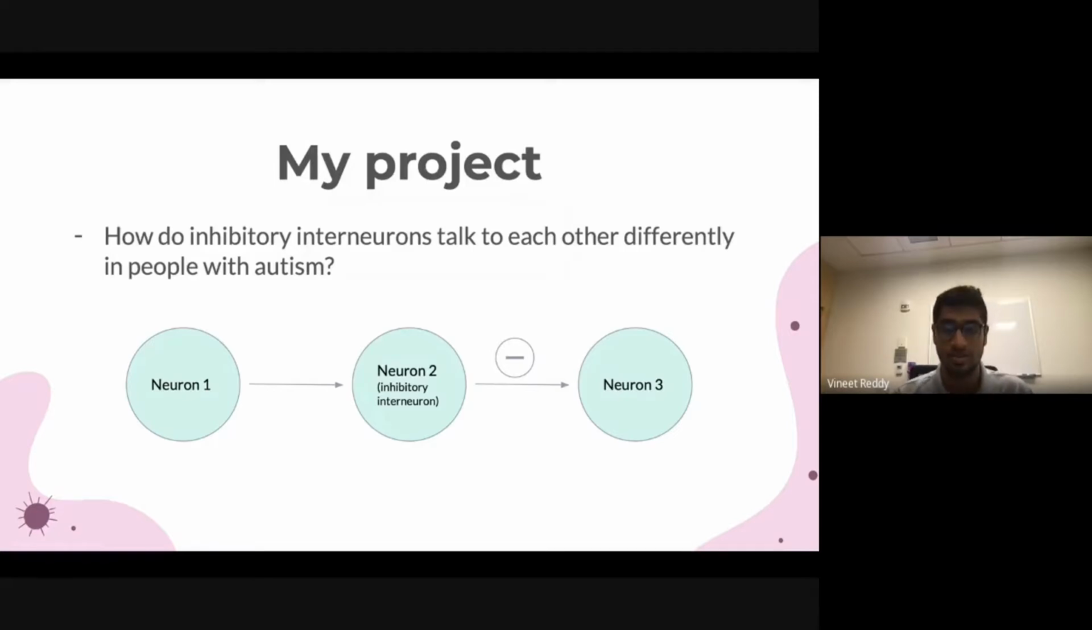And what is an interneuron? An interneuron is specifically a neuron that is between other neurons. Because neuron 2 is between neuron 1 and neuron 3, it's defined as an inhibitory interneuron. Our hypothesis is that these inhibitory interneurons interact differently with other neurons in people with autism. And so we looked into it.